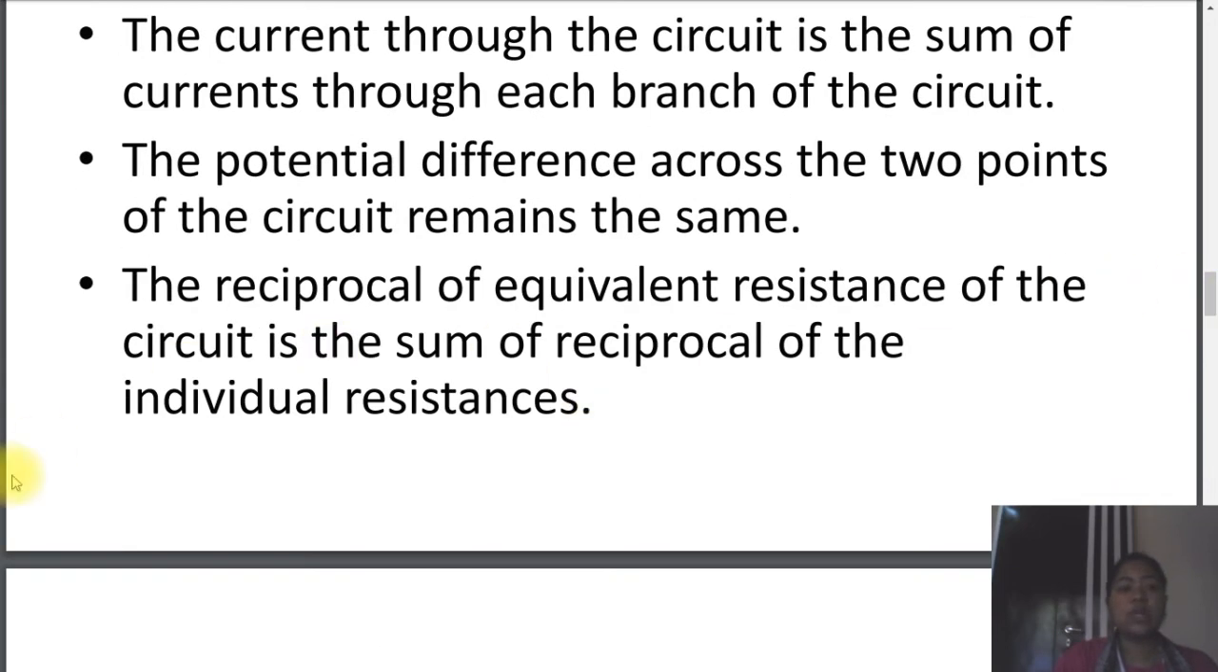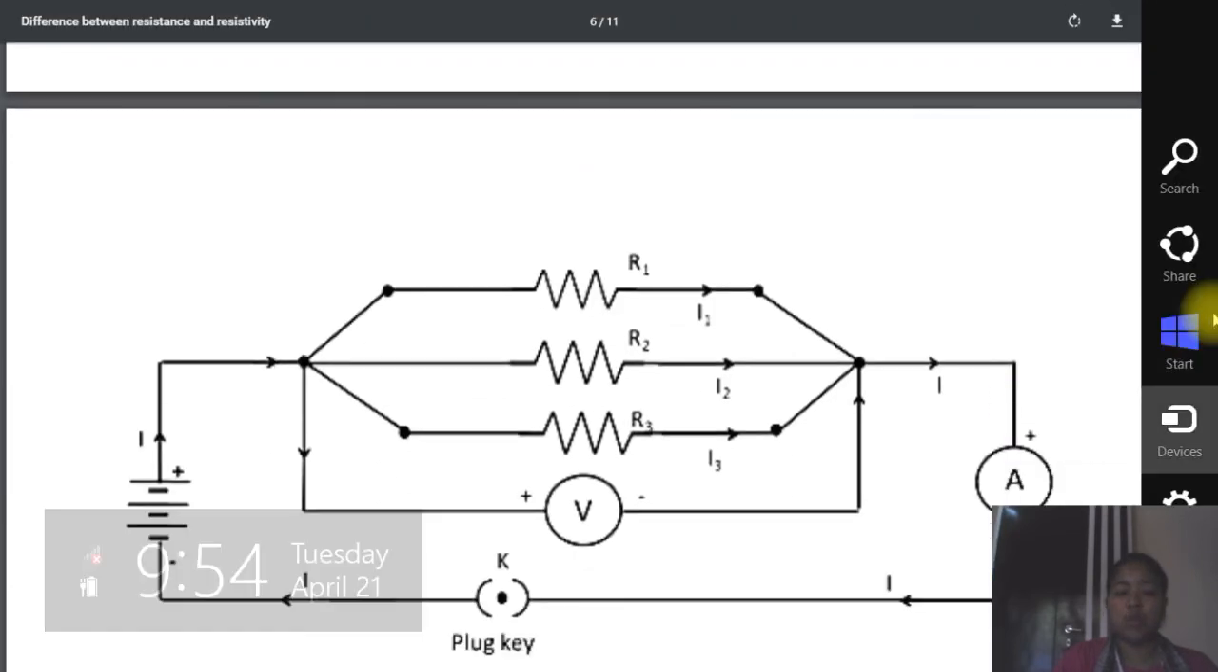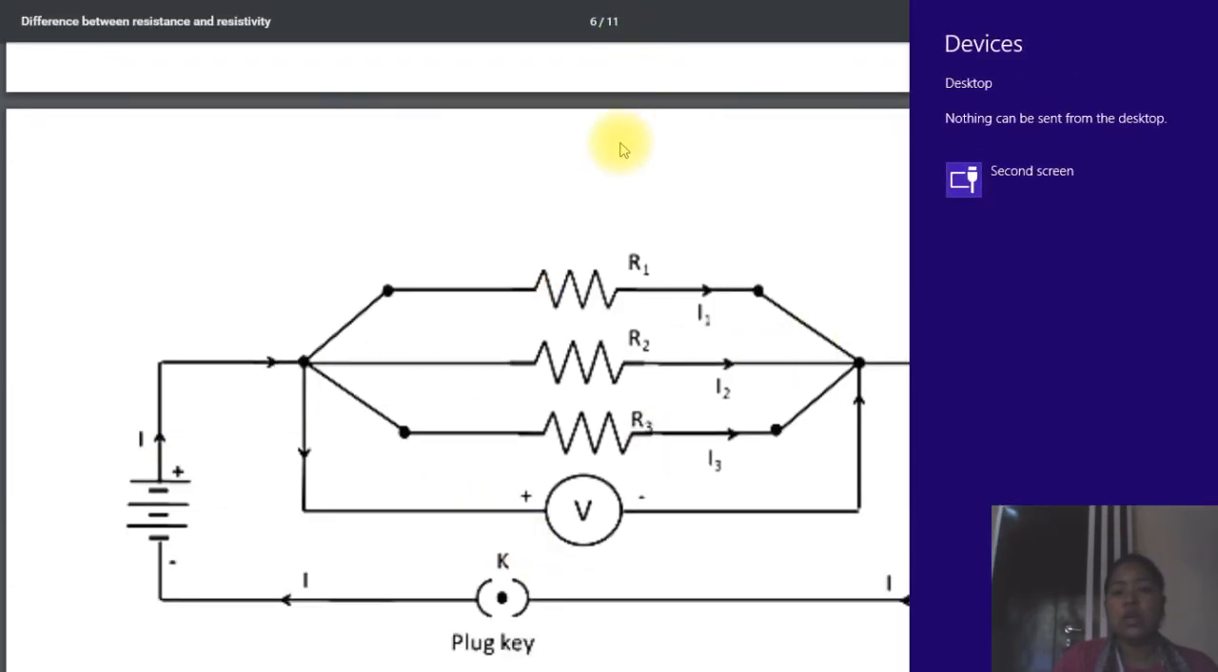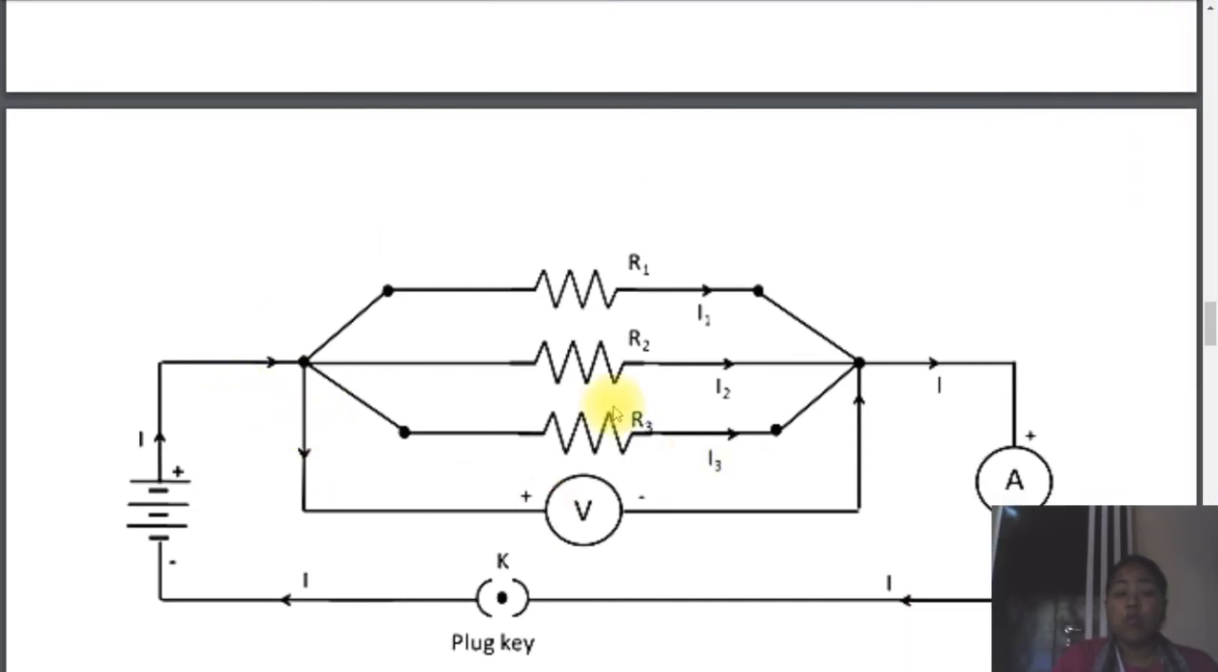Then the second point is that the potential difference across the 2 points of the circuit remains the same. Now all the resistors are connected between the 2 points. As we know, I already mentioned in the previous expression that the voltmeter is always connected in parallel. So the voltage through each of the resistors will remain the same here.